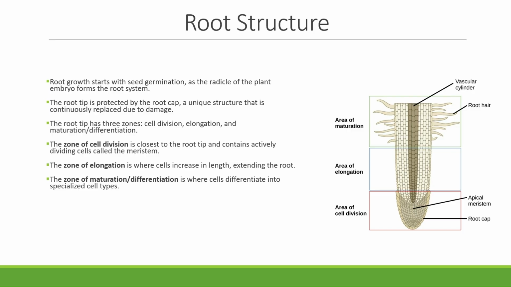This is where cells complete their differentiation into mature types. The outer surface is the epidermis, which produces root hairs that are extensions of single epidermal cells. These root hairs dramatically increase the surface area available for absorbing water and mineral ions from the soil.